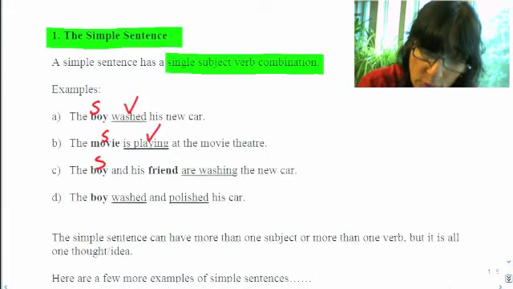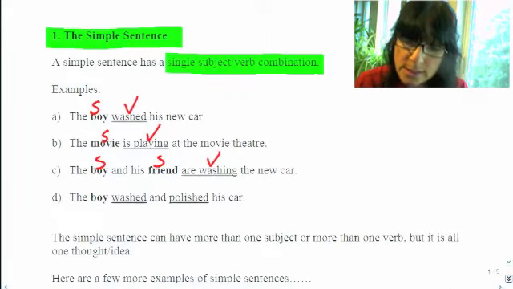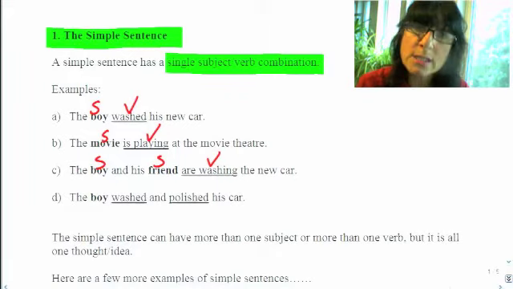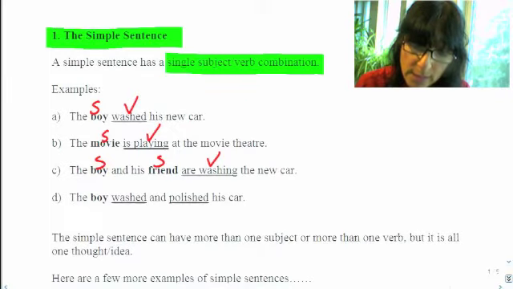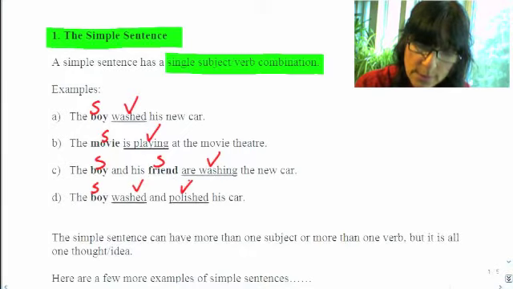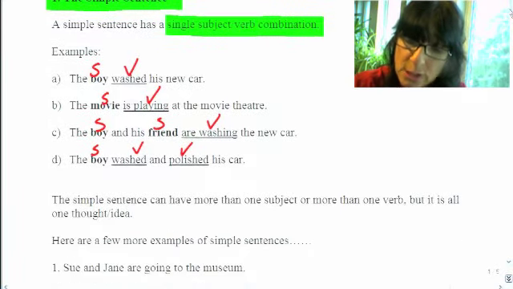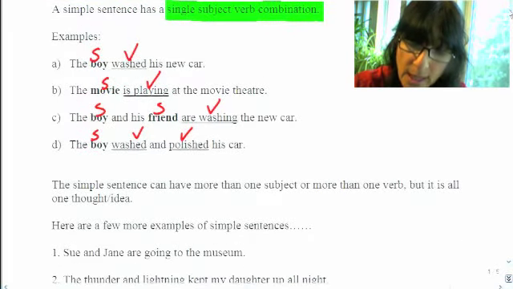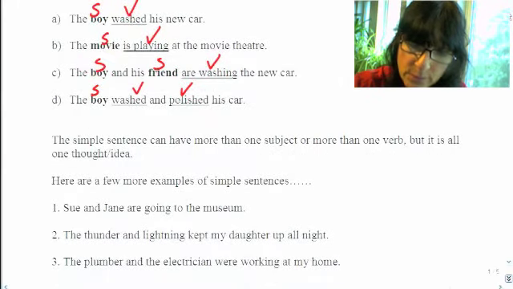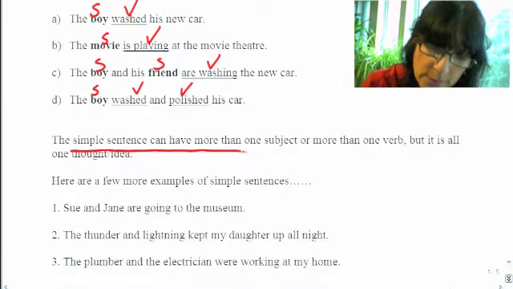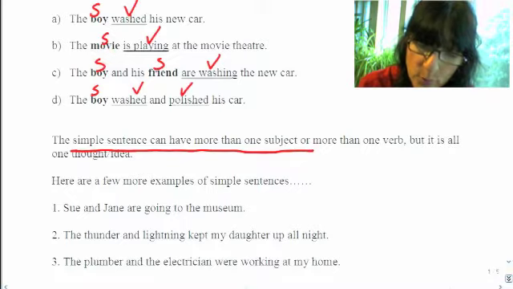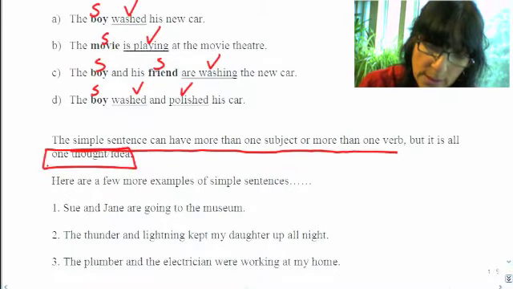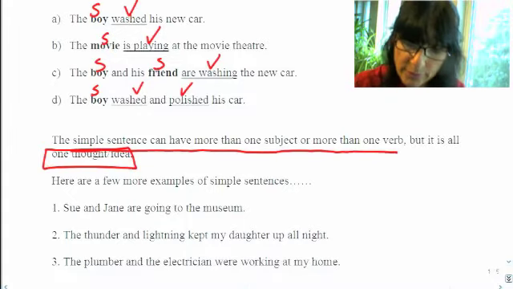Now, although there are two subjects in the sentence and one verb, it is still a simple sentence because it's just expressing one idea. And in the last one, number D, the boy washed and polished his car, this one has one subject and two verbs, but again, it's just referring to one idea, and therefore it is a simple sentence. So please note that the simple sentence can have more than one subject, and it can also have more than one verb, but it only expresses one idea or one thought.